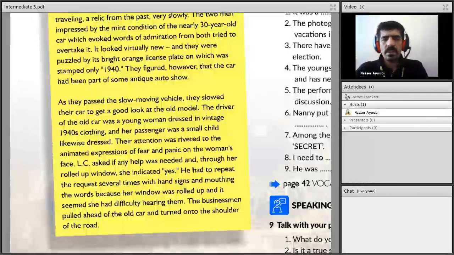Their attention was riveted to the animated expressions of fear and panic on the woman's face. Their attention was fixed on the animated expressions of fear and panic. You know, they paid attention to the face of the woman that was expressing feelings of panic and fear very, let's say, expressively.